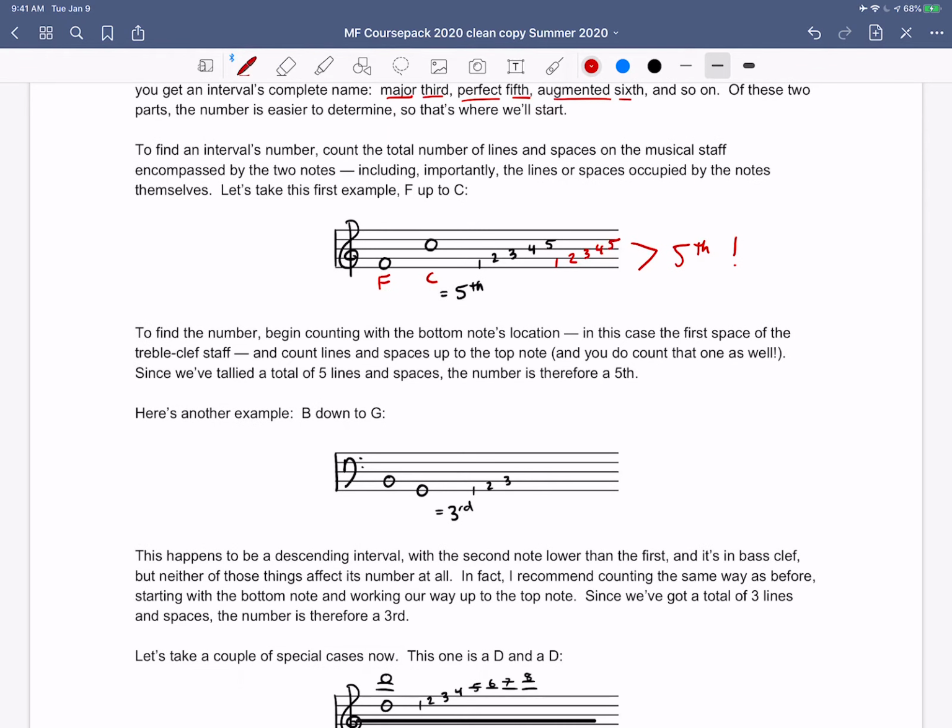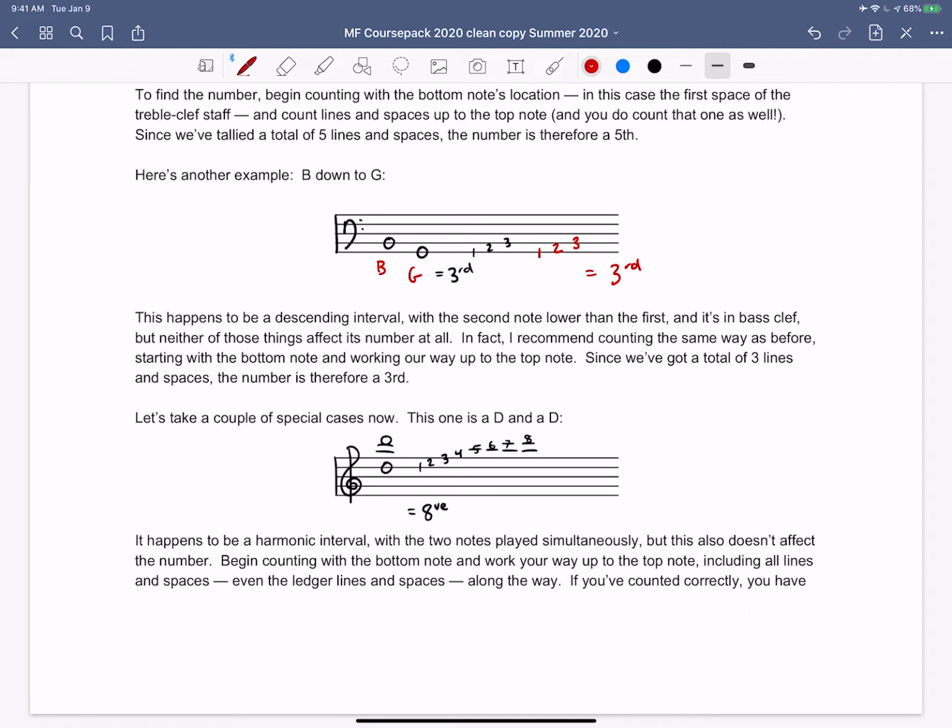Now here's another example. We're in bass clef. We have a B going down to a G. Now, just because we have a descending interval, that's not going to change our method at all. And in fact, we're still going to count from the bottom up. So we're going to count the line where the G lives as 1, and the space where the A would live is 2, and then the line where the B, in fact, lives as 3. And so since we've counted 3 lines and spaces, our interval is a third.